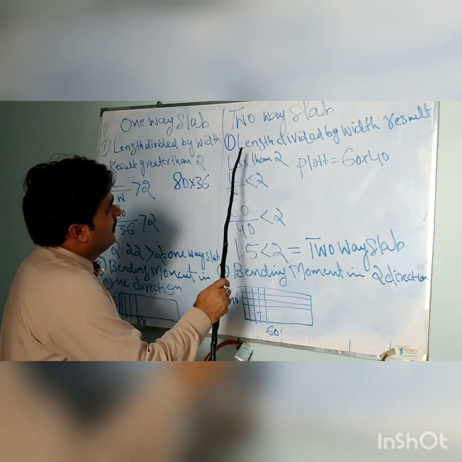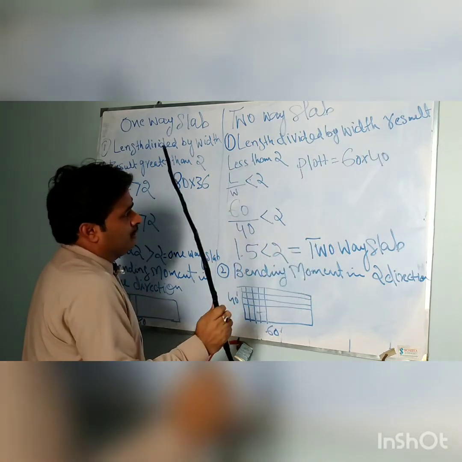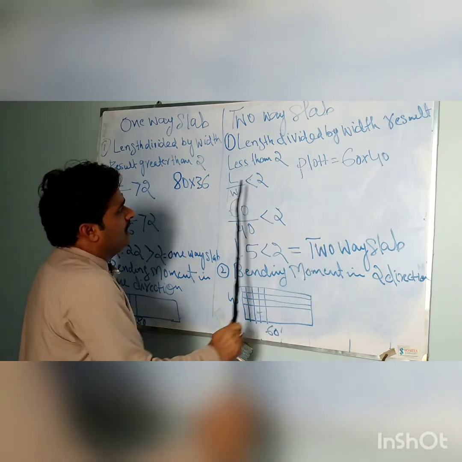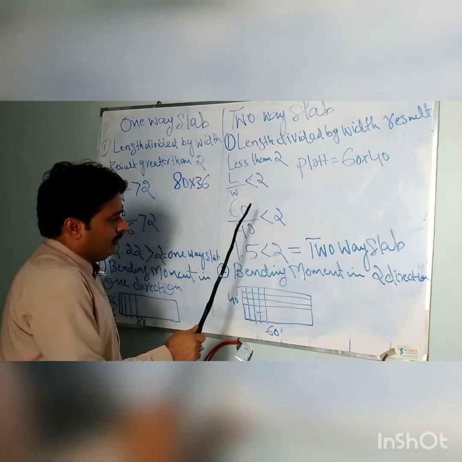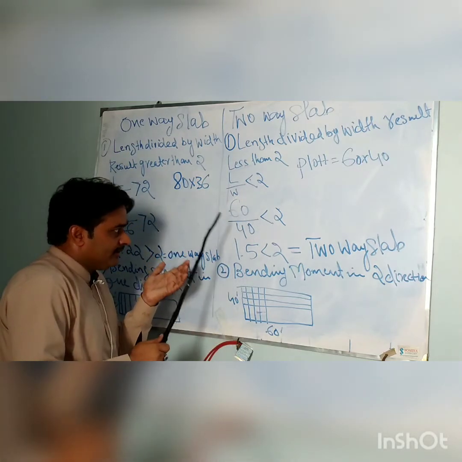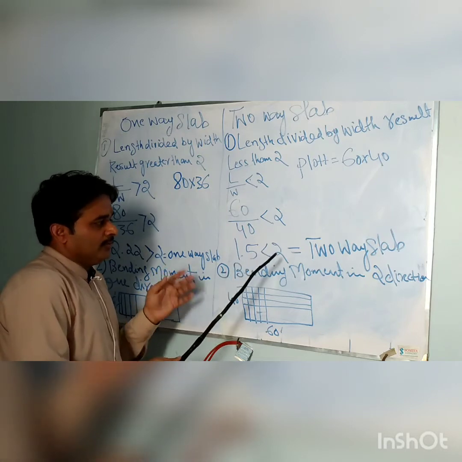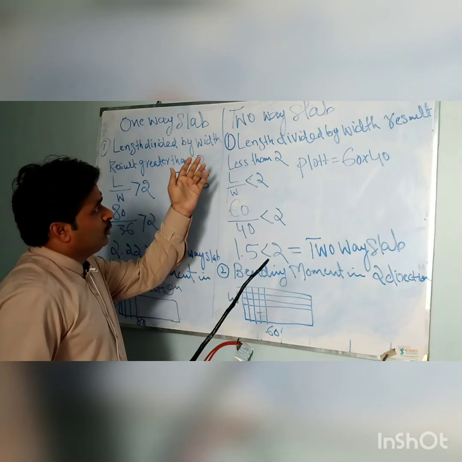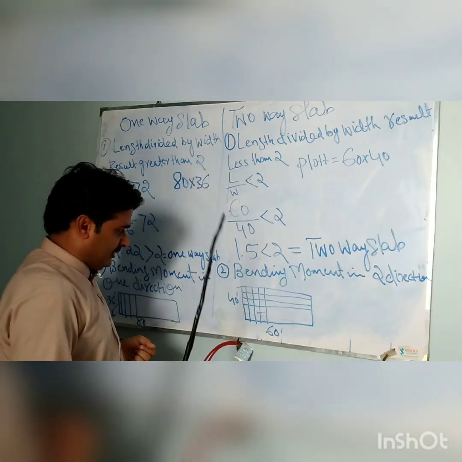Length divided by width, the result should be less than 2. For example, we have plot size 60 by 40, length 60 divided by 40. When we simplify 60 by 40, it's 1.5, which is less than 2, so it's a two-way slab. Bending moment in two directions.